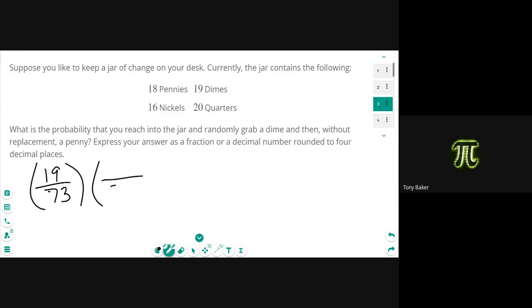The bottom one's going to change to 72. Does the top one change in this respect? Well, yes, because we're looking at pennies, but the dime doesn't impact that. So how many pennies are there? 18.